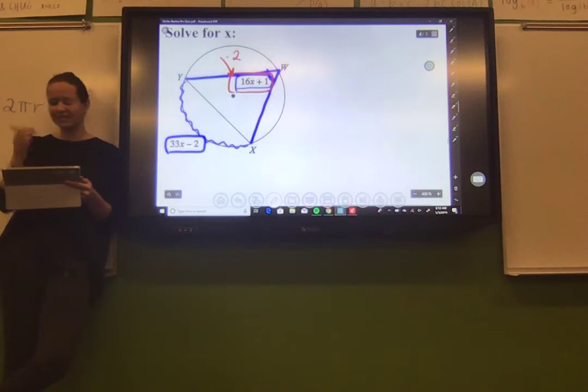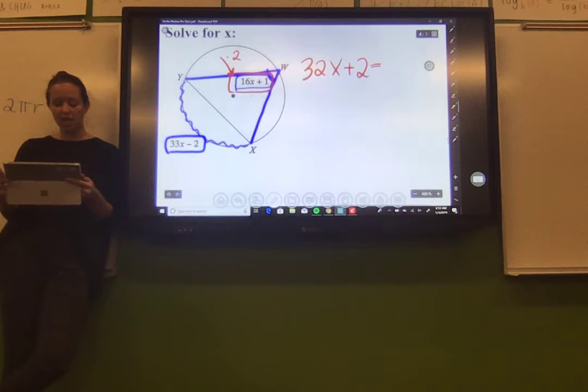So let's times this by 2. What's 16 doubled? 32x. Okay, good. And then what's plus 1 doubled? Plus 2. Good. And then equals. So now that it's doubled, it equals 33x minus 2. Alright, can we solve it? Do you guys know how to solve this for x?